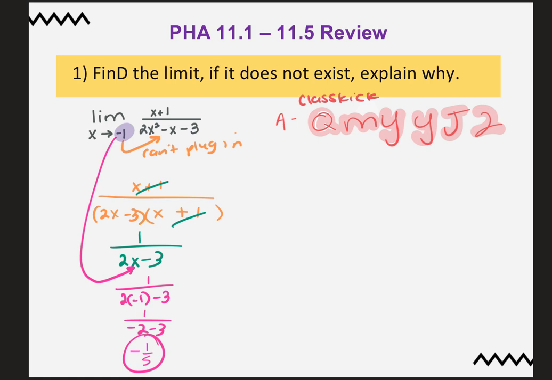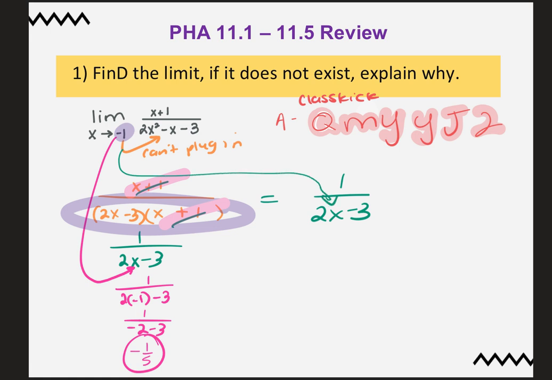So then there's some way that you can reduce this. This one could be factored. If I factor 2x squared minus x minus 3 in the denominator, I get 2x minus 3 and x plus 1. Then the x plus 1's cancel, and I get 1 over 2x minus 3. Then you would plug in your -1. So I get 1 over -2 minus 3, which is 1 over -5.